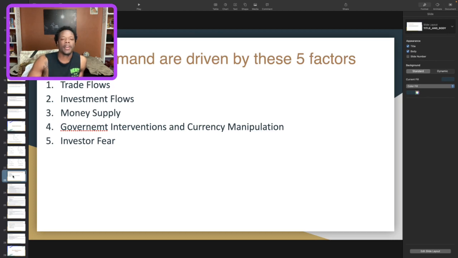So, supply and demand are driven by five factors. These five factors are trade flows, investment flows, money supply, government intervention and currency manipulation, and investor fear. So, let's get into more of what that would look like, right?